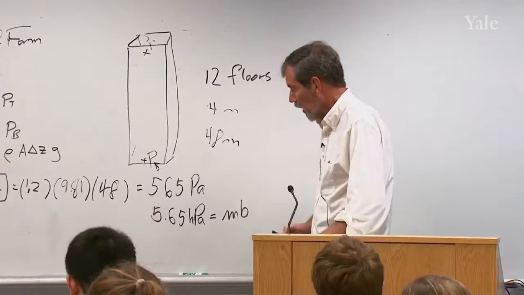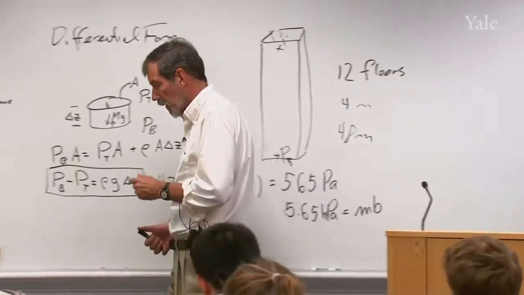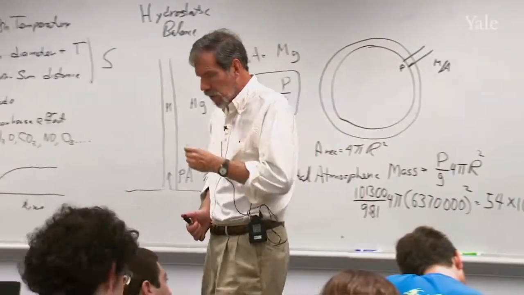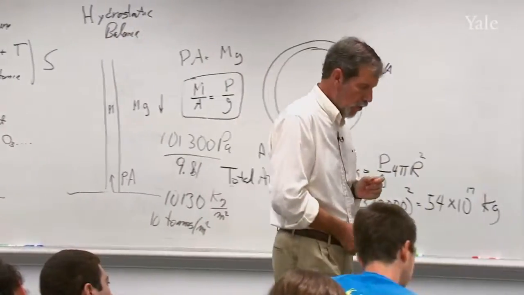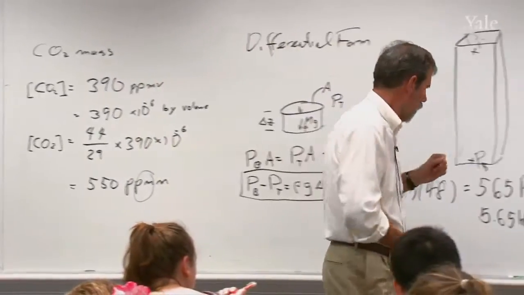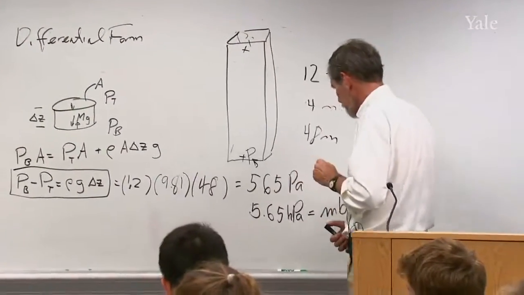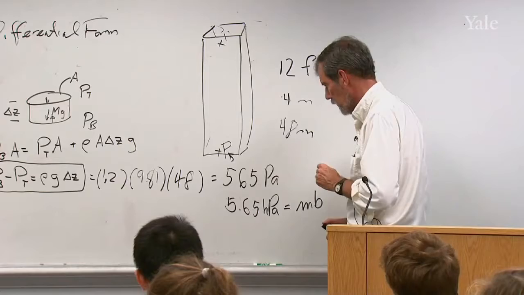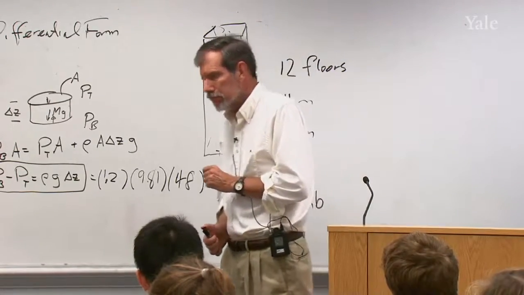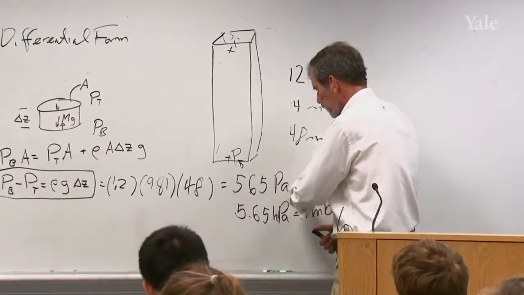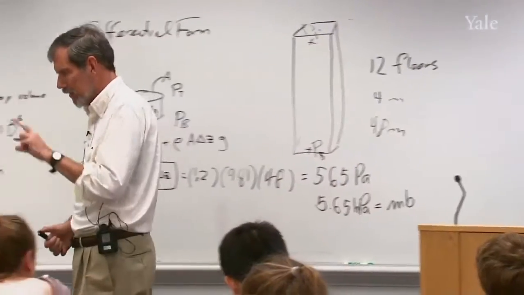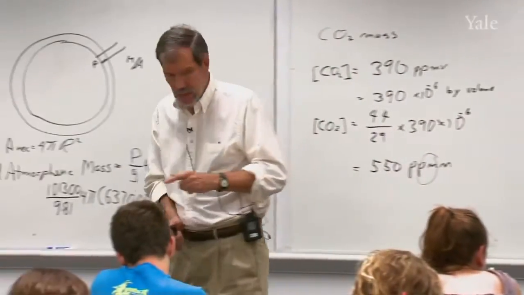Now, this is a pretty useful idea, and you've used it already in your lab. Question? Sorry, is a hectopascal 100 pascals or 100th of a pascal? A hectopascal is 100 pascals, yes. Sorry. So 565 pascals is 5.65 hectopascals. Right. I get that switched all the time.